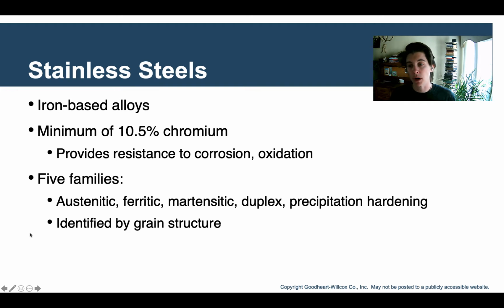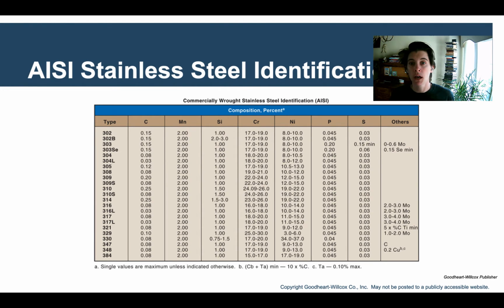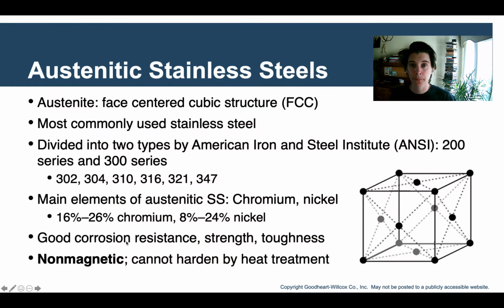That's what we're going to talk about: the austenitic, ferritic, martensitic, duplex, and precipitation hardening. These families are identified by their grain structure, which we just outlined. They will have different grain structures, and that places them in the different families. This is another handy chart from this book that I like. You don't have to memorize it, but it does break down the composition of these more common stainless steels, if you're interested. So the first family, austenitic stainless steels.